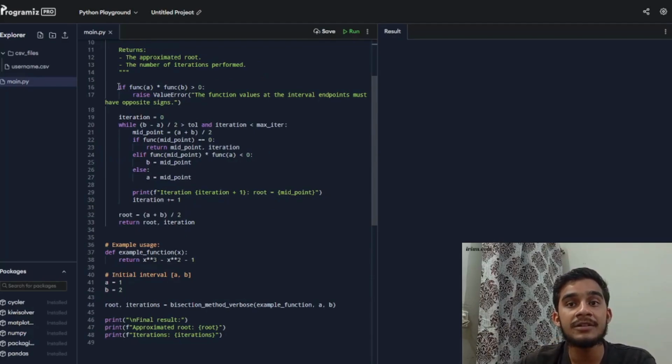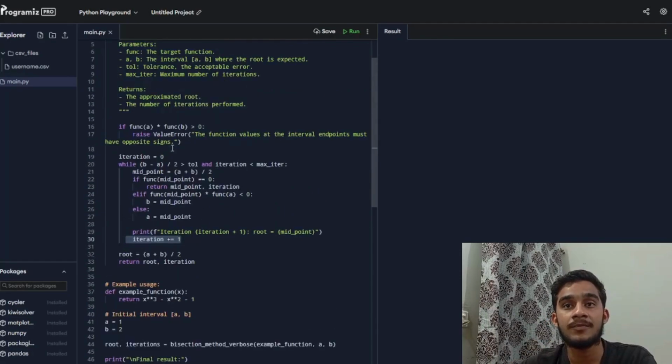First we initialize an if condition in the given method. If f(a) times f(b) is greater than 0, that means the function values at the interval endpoints must have opposite signs, so it raises a value error. Then iteration is equal to 0. This is the start of a counter that starts from 0, and every time it iterates, it increases by 1. So the first time iteration is 0, the second time it is 1, the third time it is 2.